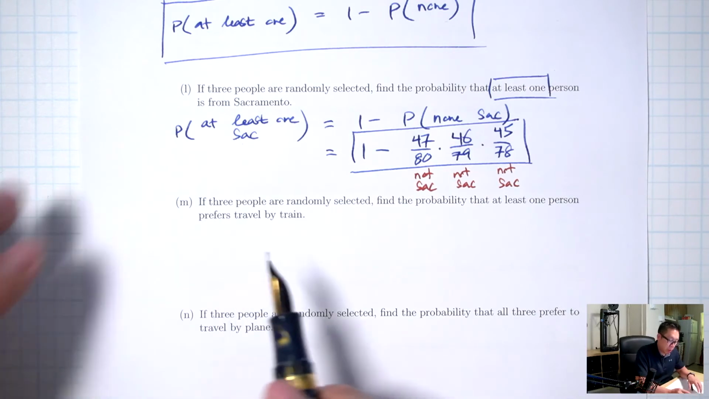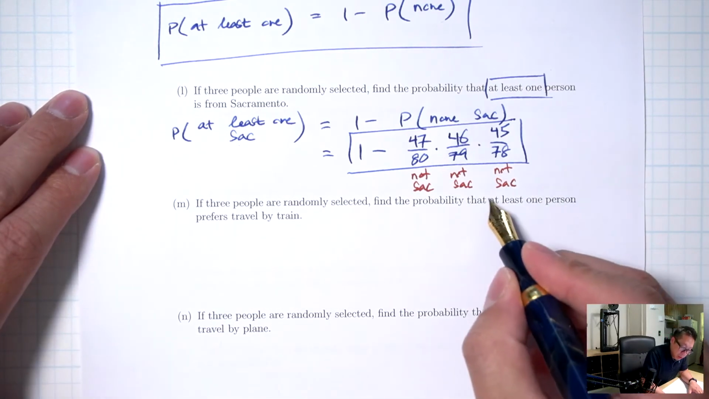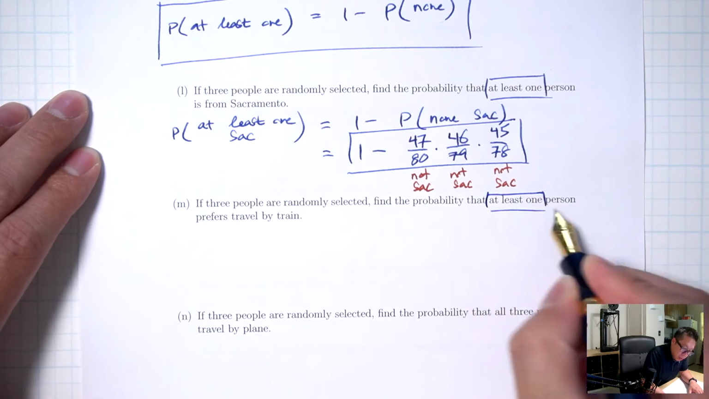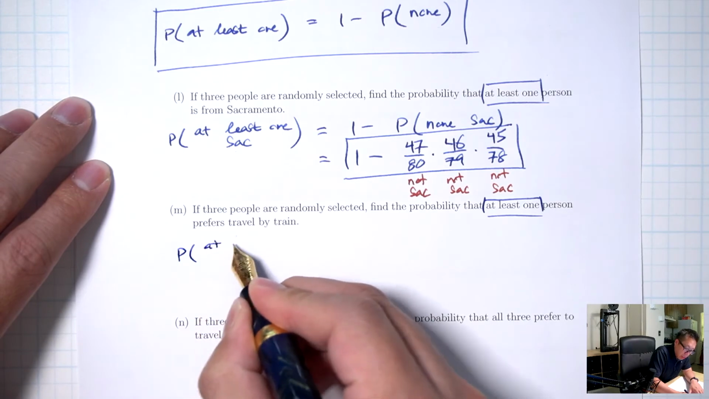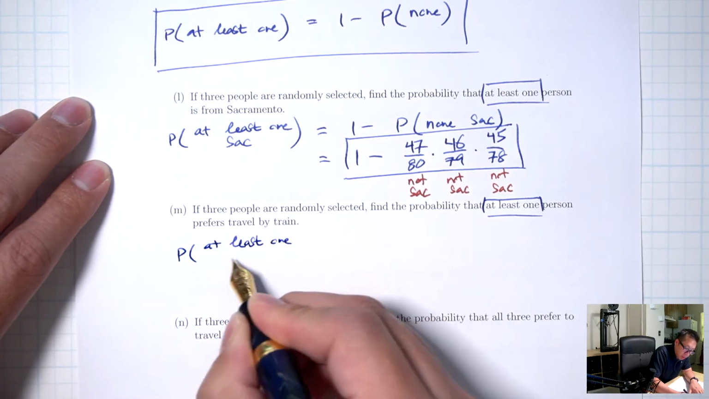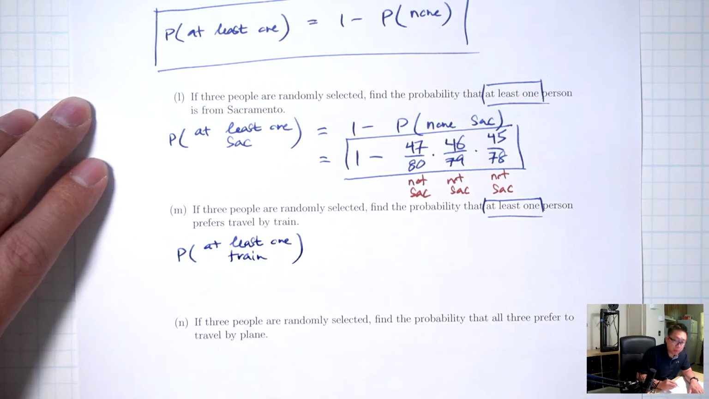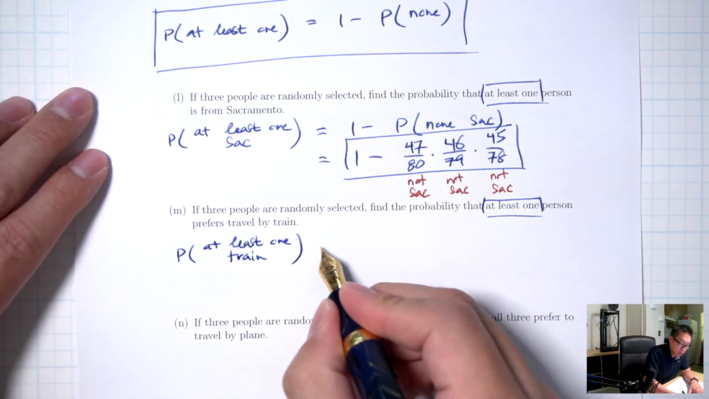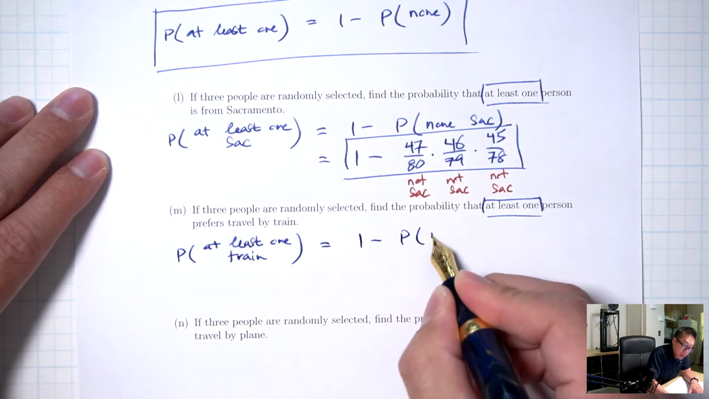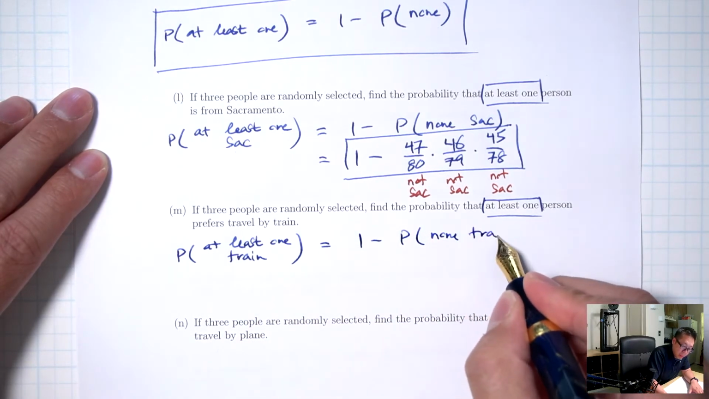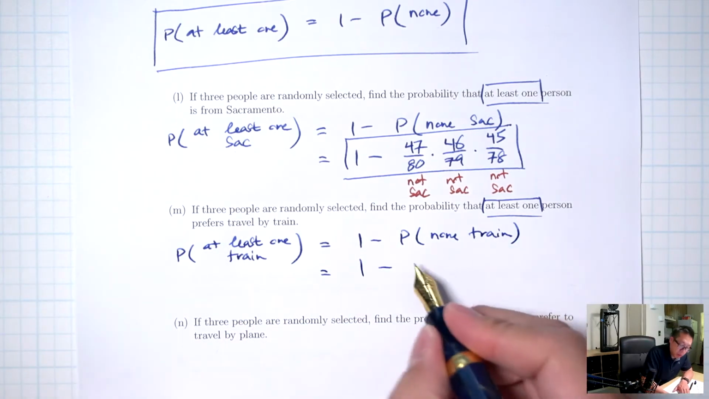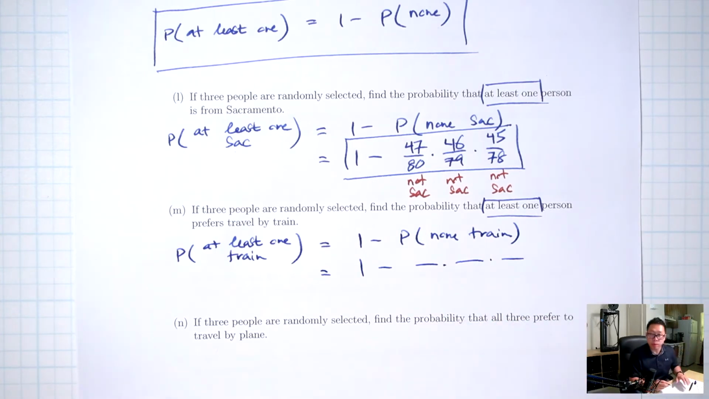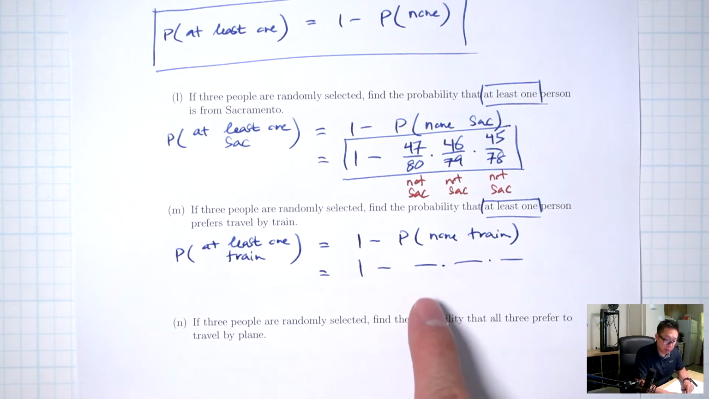Part M. If 3 people are randomly selected, find the probability that at least 1, so once again I see the words at least 1, person prefers travel by train. Okay, I'm looking for the probability of at least one train. And the way we're going to do at least one is we're going to do 1 minus none train. So this is 1 minus. We're talking about 3 people, so 3 fractions. Okay. 3 people, none of them train, means not train, not train, not train.